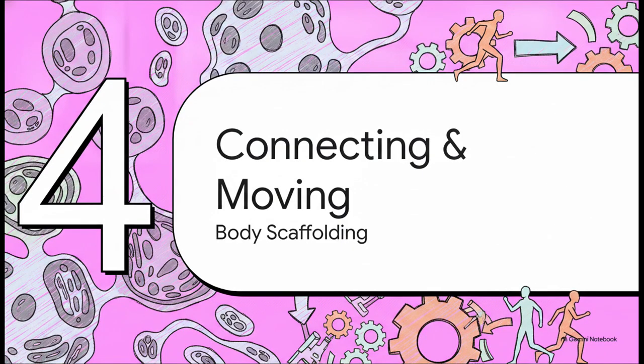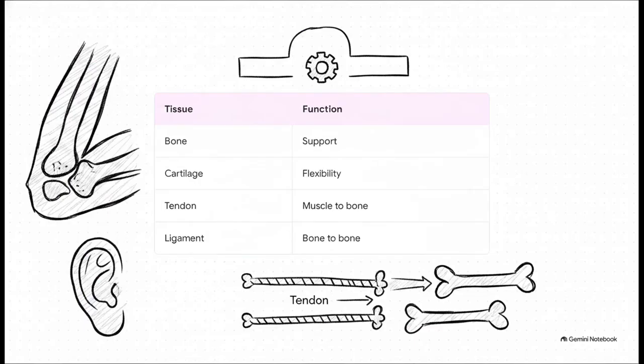Which brings us to Section 4, connecting and moving. Okay, but how does our body actually hold all these different linings and organs together? And more importantly, how do we trigger action? Enter connective tissues. They are the body's scaffolding.